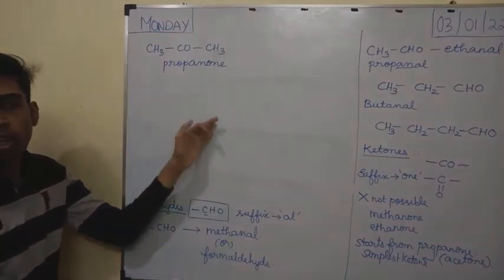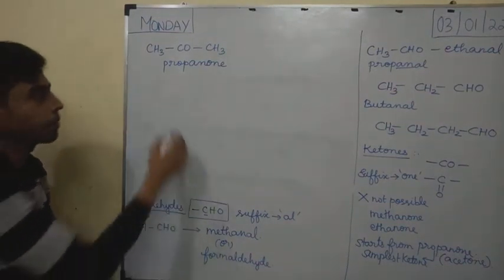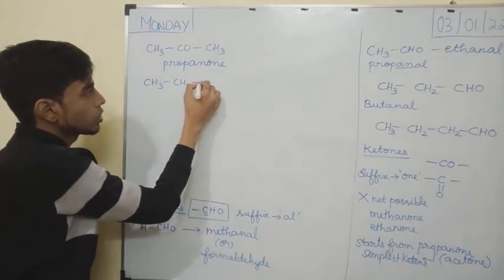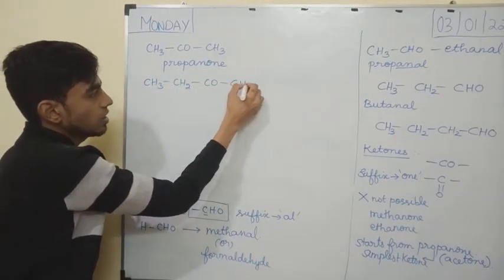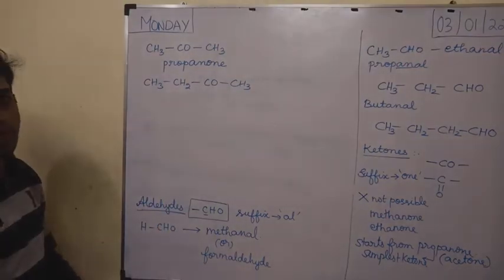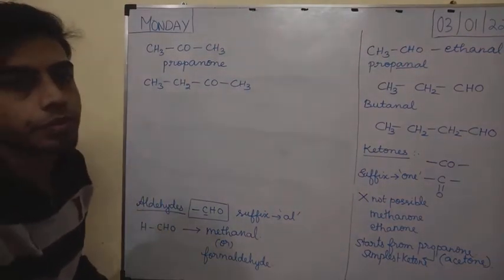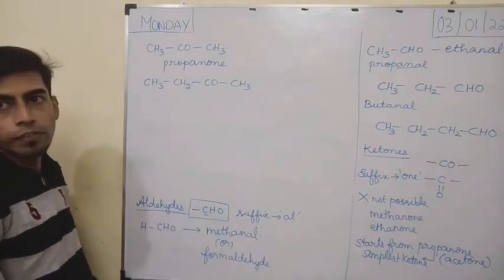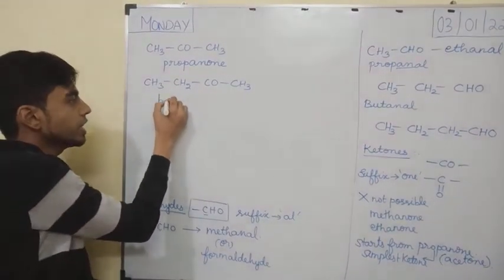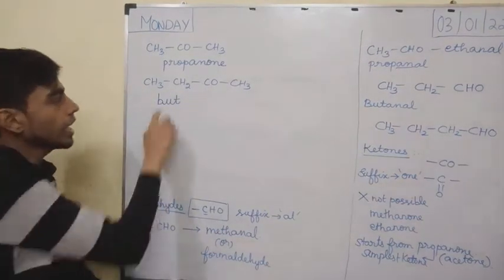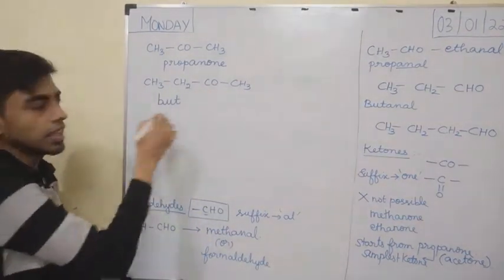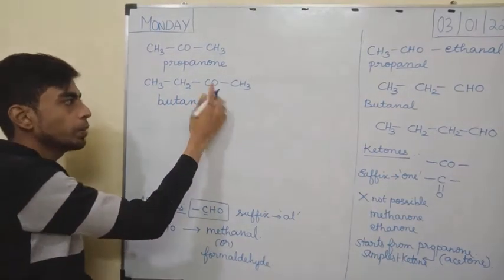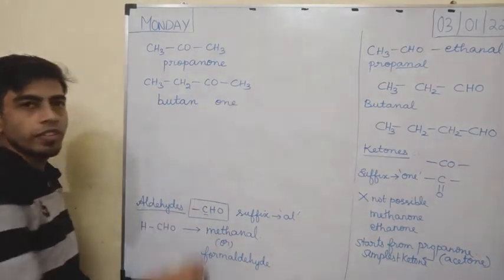Only for propanone you need not put the numbering. But for butanone and others you have to put the numbering. Suppose I get CH3, CH2, CO, CH3. How many carbons are there in this ketone? 4. 4 carbons means it is but-. All are single bonds, so it is -ane. But the ketone group is present, so we write the suffix -one.